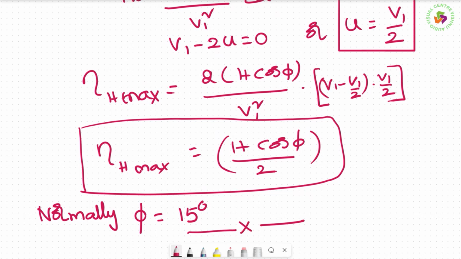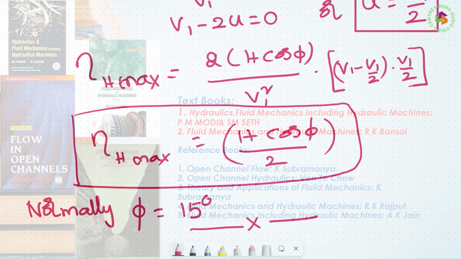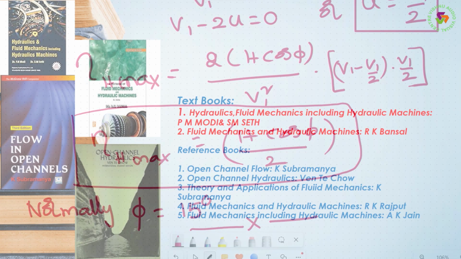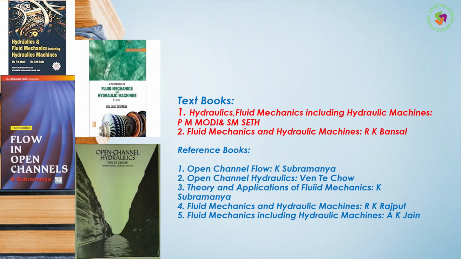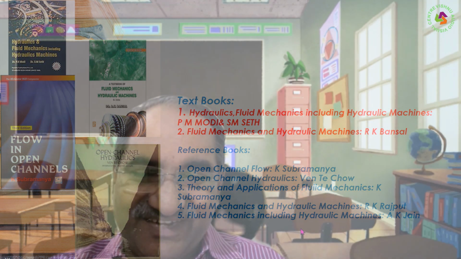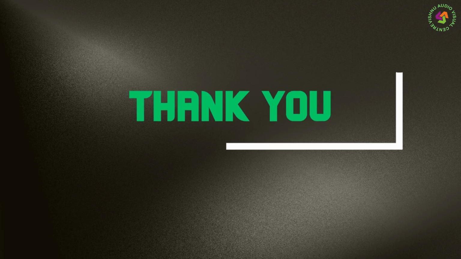Here I will stop this lecture. We have dealt with the velocity triangles and the work done in the case of the Pelton turbine. In the next class, we will go with the working proportions of Pelton turbine. These two topics are extremely important for problem solving: velocity triangles, work done, the hydraulic efficiency equation, and then the working proportions leading to the design of Pelton turbine. In the next lecture, we cover that also.